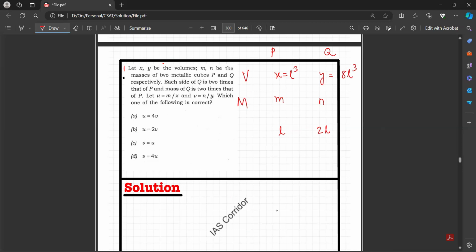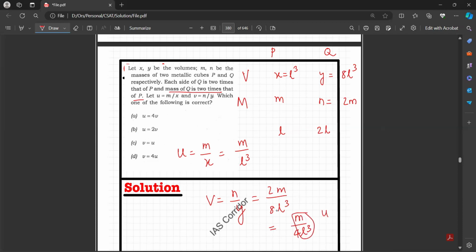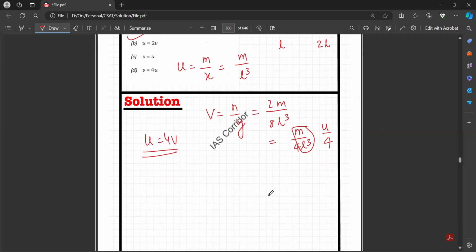And mass of Q is 2 times that of P. So this becomes 2 times of M. U कितना है? M by X. That will be M by L cube. V will be what? N by Y. N is nothing but 2M. Y is 8L cube. This will be M by 4L cube. M by L cube कितना है? U. That is U by 4. Got it? So what is the relation? U equals to 4V. So answer would be A. Got it? Let us proceed to the next problem.